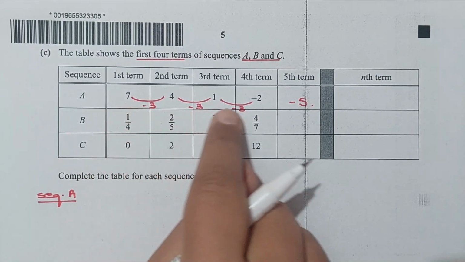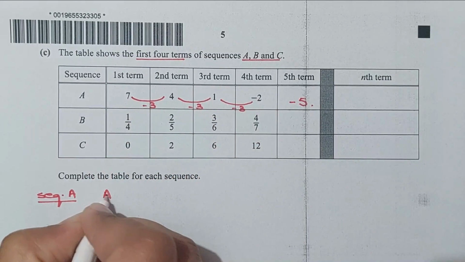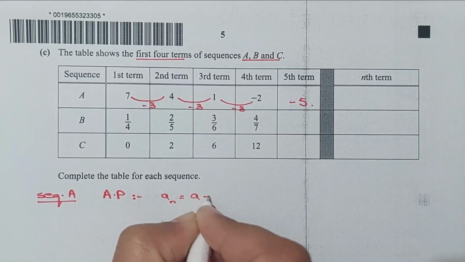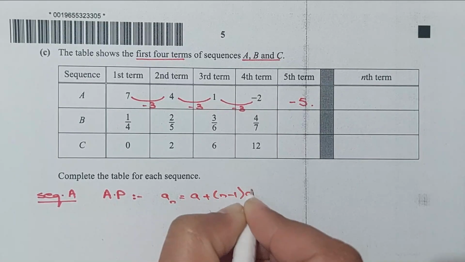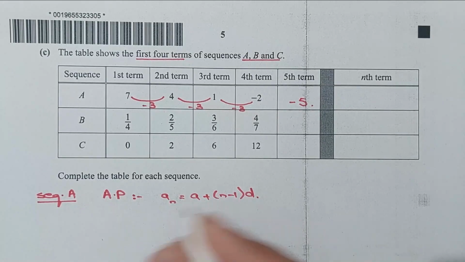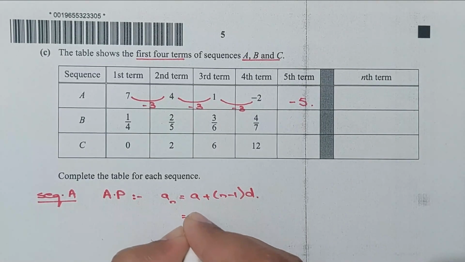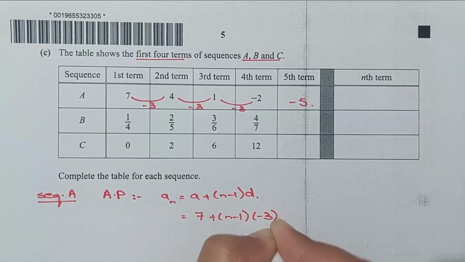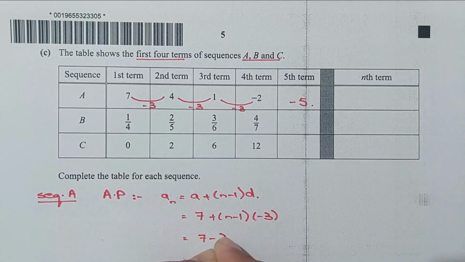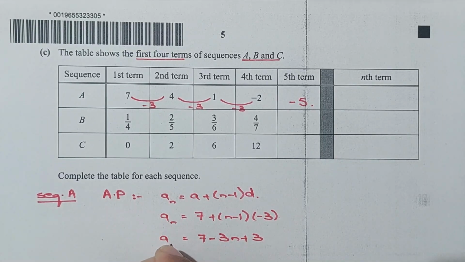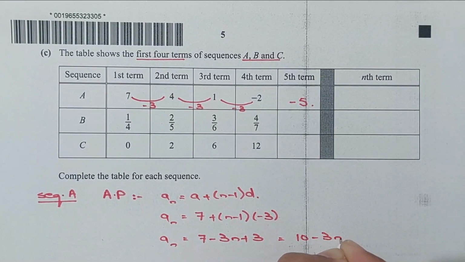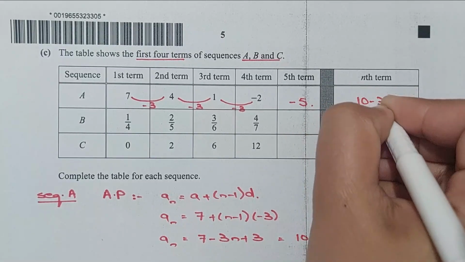So as you can see, it has a common difference. So this is an arithmetic progression, and its nth term is a_n equals a plus n minus 1 times d. The a is the first term of the sequence, n minus 1, d is the common difference, which is negative 3. So 7 minus 3n plus 3. So a_n becomes 10 minus 3n.